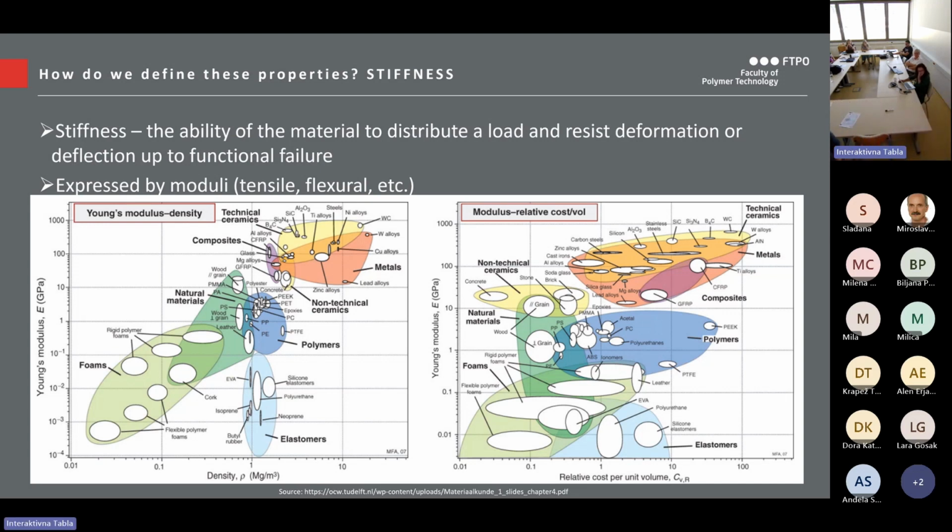On the other hand, if we compare the costs to the stiffness of the materials, we have polymers again somewhere in the golden middle, above with higher moduli we have composites, metals, and on the bottom foams and elastomers.